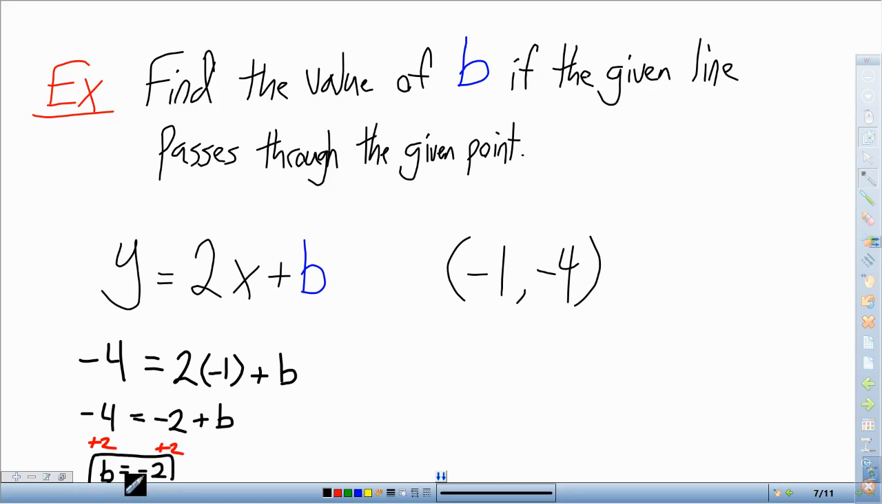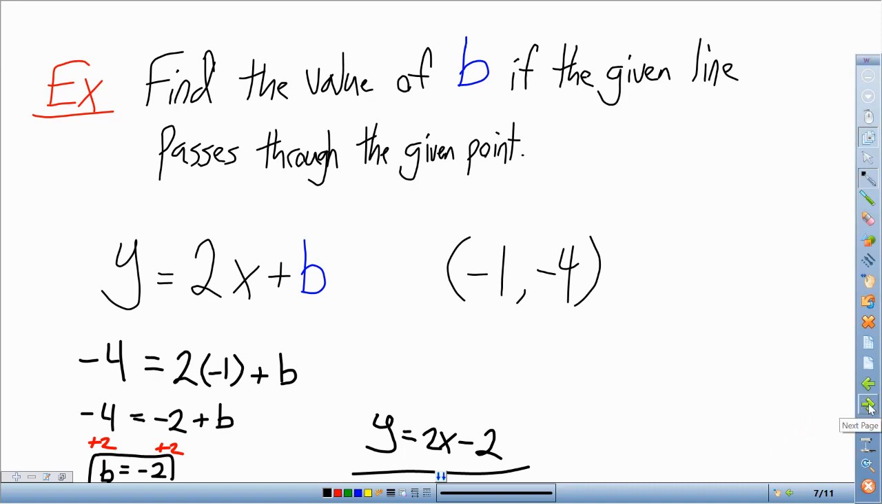Okay, and there it is. There is the y-intercept of the line that has a slope of 2 that goes through this point, negative 1, negative 4. Let's go one more step. Even though they're not asking it, let's just plug it in. We're going to plug in this negative 2 for b and get the actual equation of the line. So y equals 2x minus 2. That's the equation of the line.